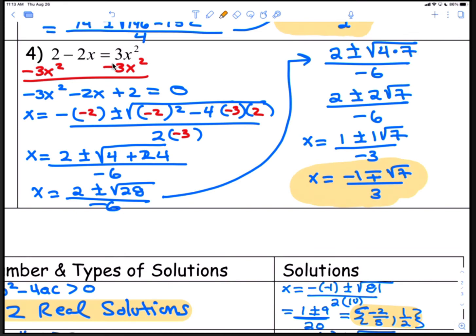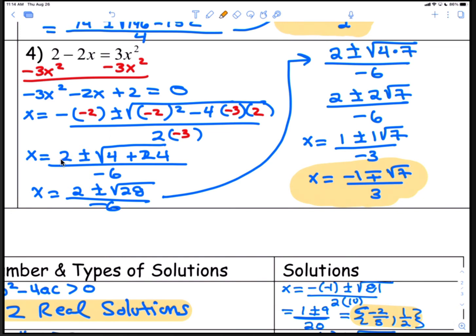For problem number 4, we want to move the 3x squared over to the left side. So we will subtract 3x squared from both sides. The result is negative 3x squared minus 2x plus 2 equals 0. A is negative 3, B is negative 2, and C is 2, and plugging those into the quadratic formula, we get this line.